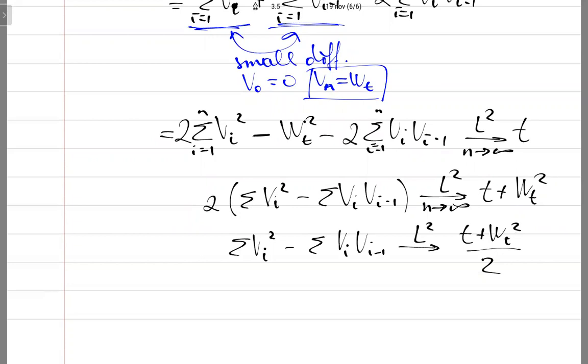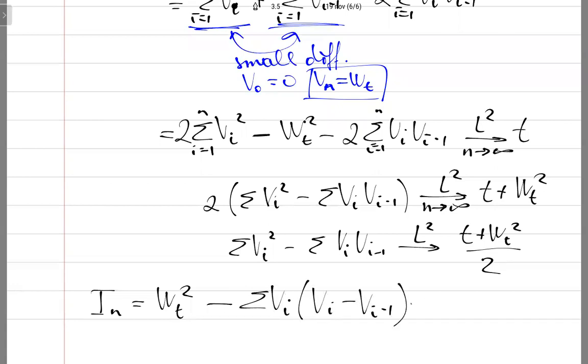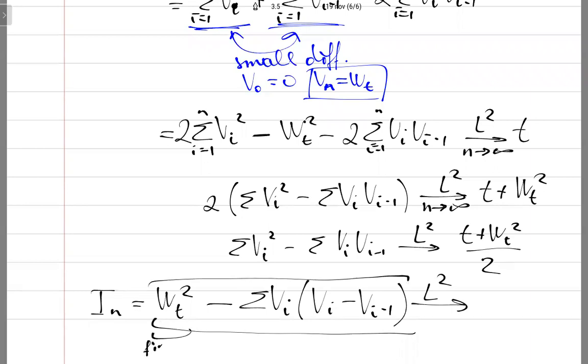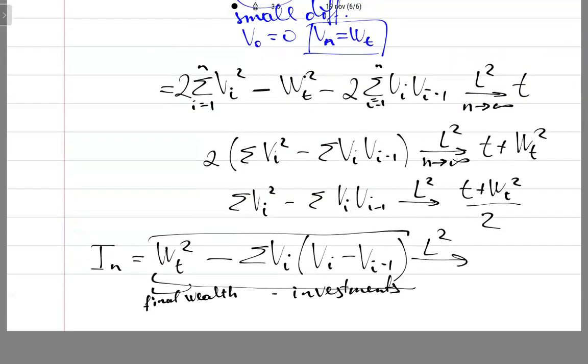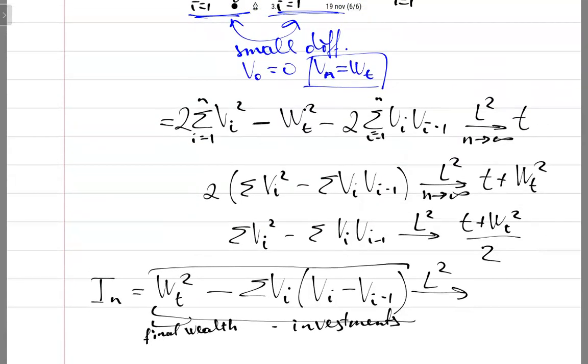And now let's look at our goal. We are almost there. We are almost at the top of our mountain. In is WT squared minus the sum of vi times vi minus 1, and it tends to, so it's our In. Do you remember? Final wealth minus investments. What is the limit?